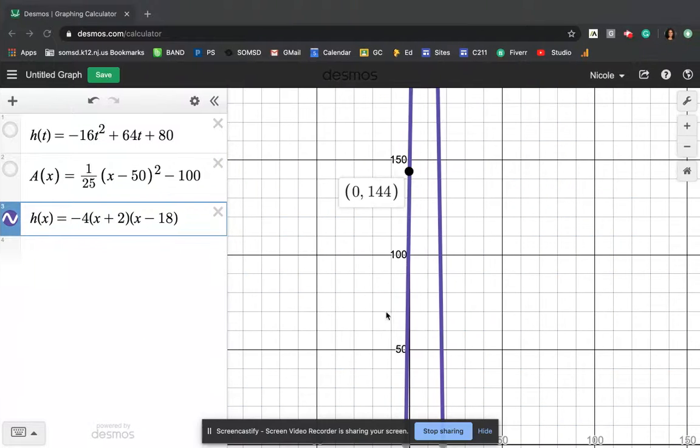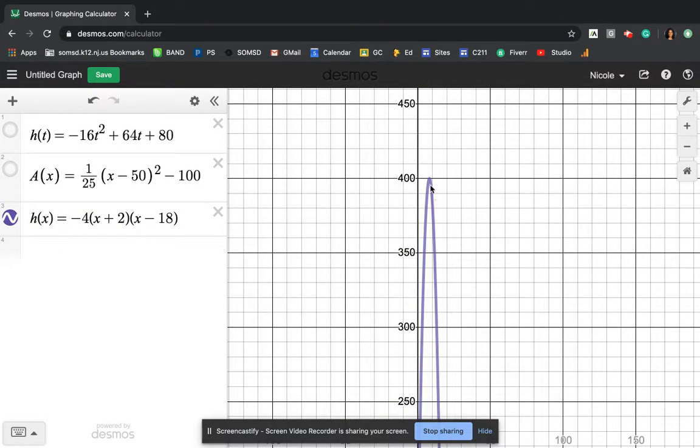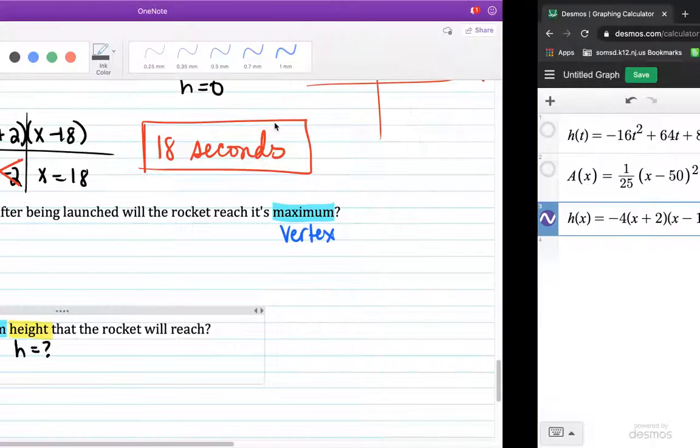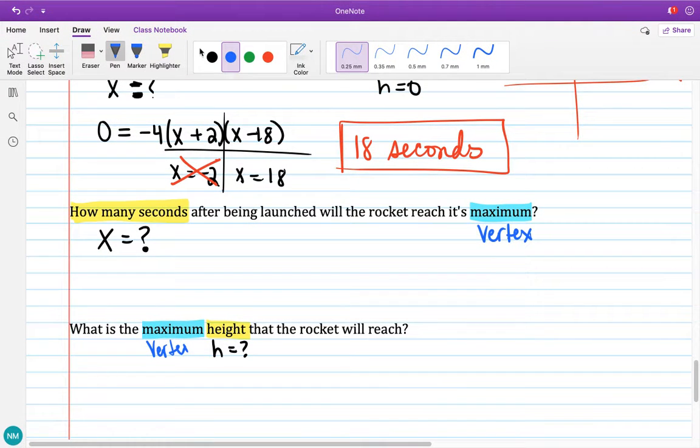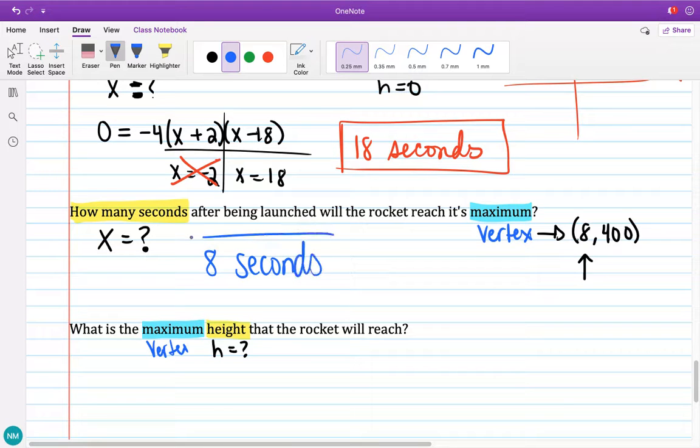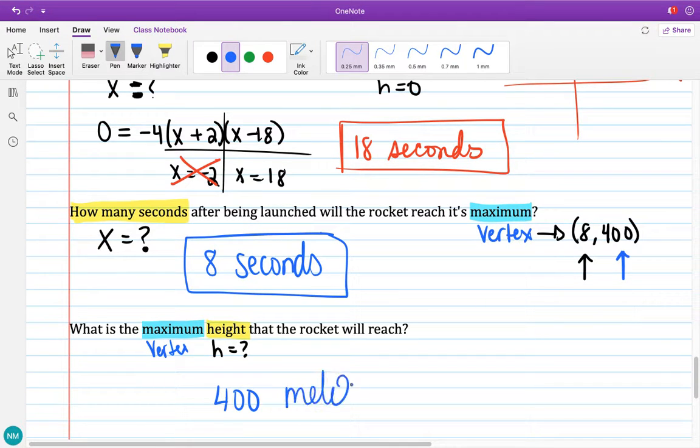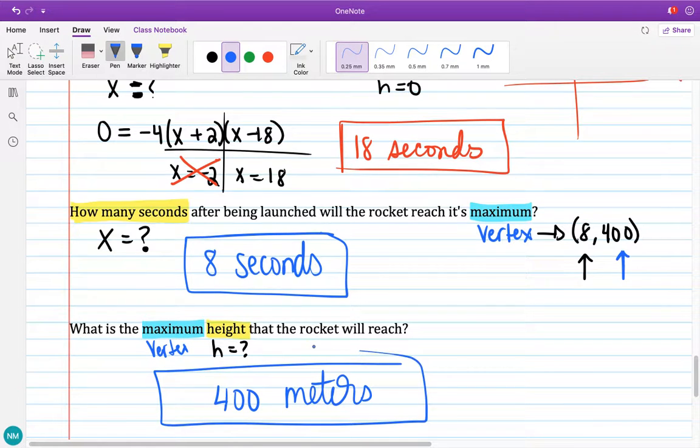So here, we're just going to go to the graph. We're going to look and say, okay, what is the vertex? Vertex is (8, 400). So we've got to translate that. So if my vertex is (8, 400), then I need to know how many seconds after being launched will the rocket reach its maximum. Well, we're dealing with seconds, which is time, which is x. So we're dealing with 8. So 8 seconds. And then what is the maximum height, which is h, which is y. So it's 400 meters. And then we're done.